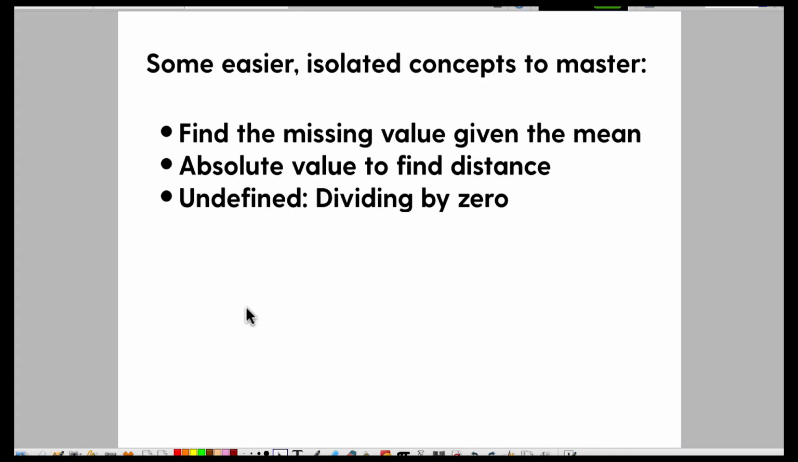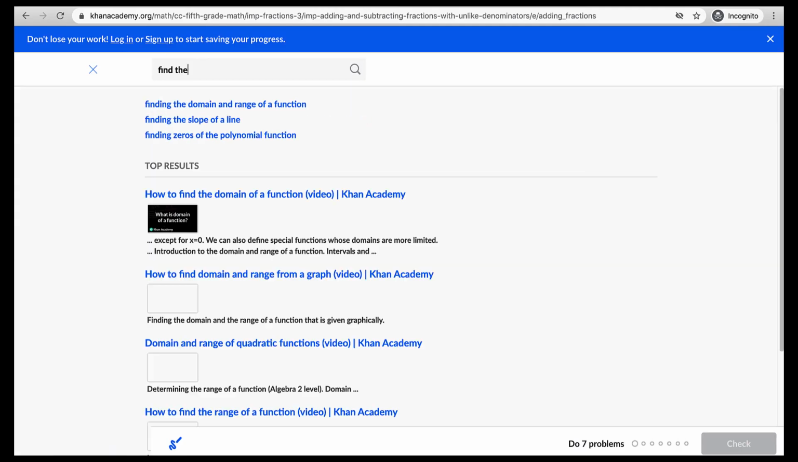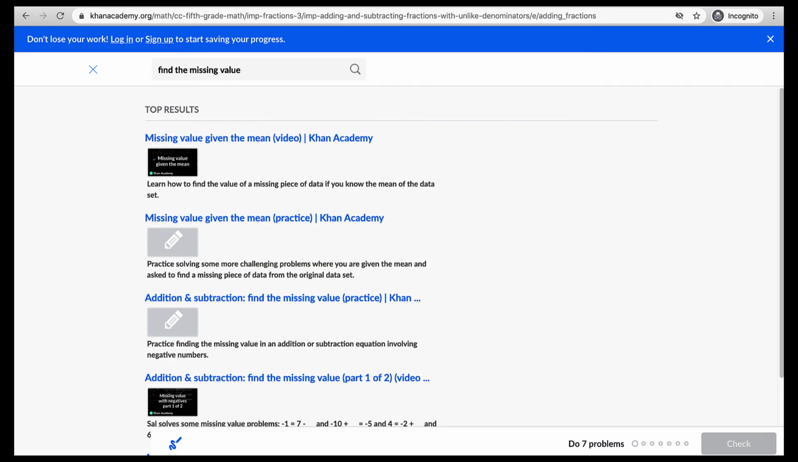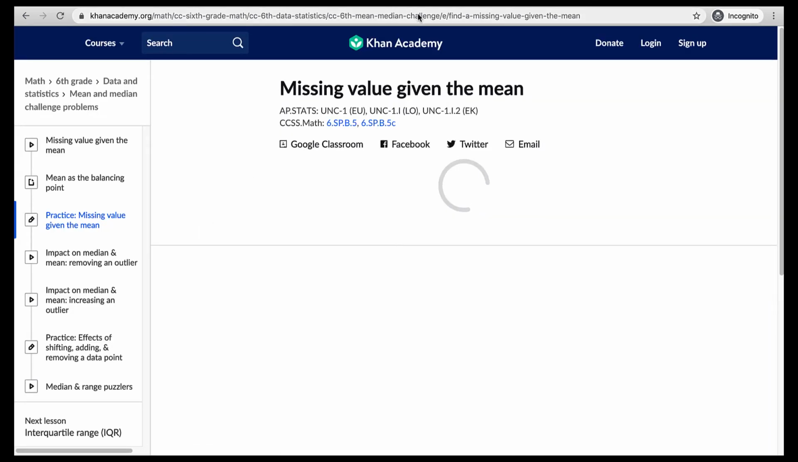In addition to the skills mentioned, I always like to call out a few skills which are easier to grasp but aren't that difficult, and I think are nearly always on the test in one form or another. These are 3 of those skills: find a missing value given the mean, the absolute value to find a distance, and undefined or dividing by 0. You can actually put these terms straight into the search bar of Khan Academy and find a practice set that comes up for these particular questions, which will be very valuable on the test.